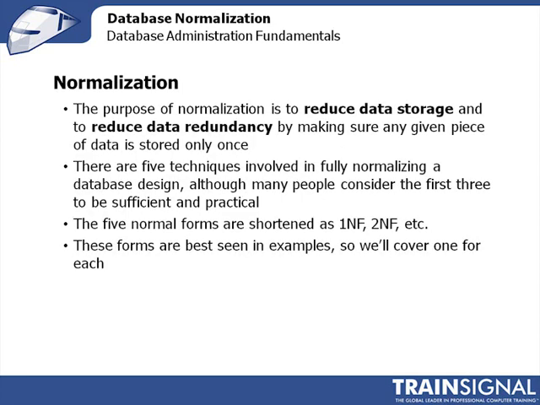The main purpose of normalization is to reduce data storage and to reduce data redundancy by making sure that any given piece of data is stored only one time. There are 5 techniques involved in fully normalizing a database design, although many people consider the first 3 forms to be sufficient and practical for most purposes. The 5 normal forms are shortened as 1NF, 2NF for first normal form, second normal form, and so forth. Now, these are best seen in examples, so in addition to defining them, we'll also cover an example for at least the first 3.